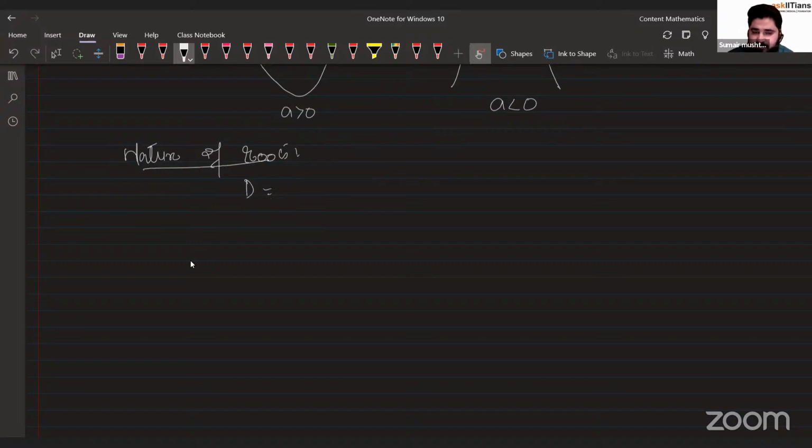The nature of the roots is determined by the discriminant. What is the discriminant? If this is a quadratic equation, ax square plus bx plus c is equal to 0, then D is equal to b square minus 4ac, right?